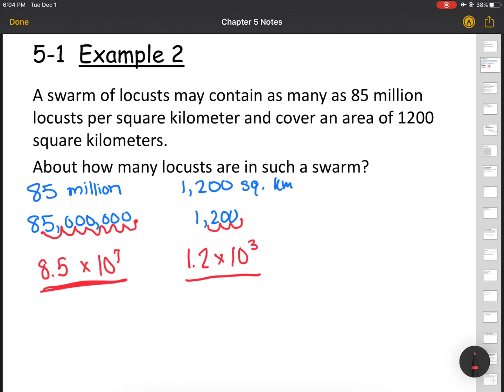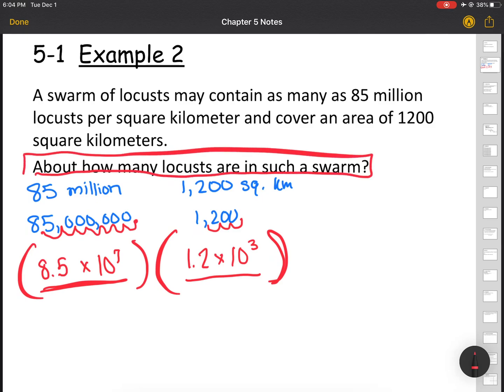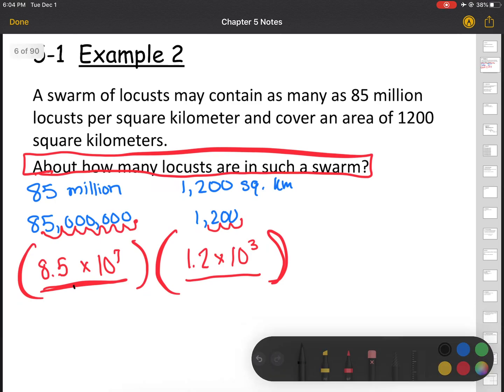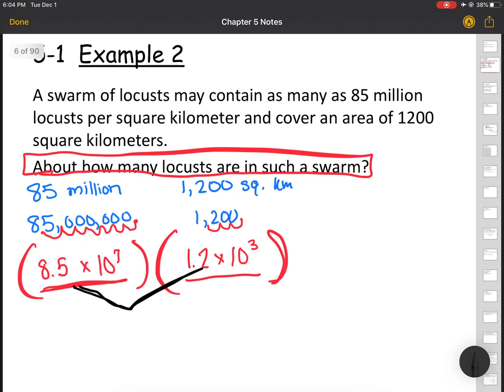And what I'm going to do is multiply these two, because our question is about how many locusts are in such a swarm. I need to multiply those. So I'm going to multiply the regular numbers together. 8.5 times 1.2 is 10.2.